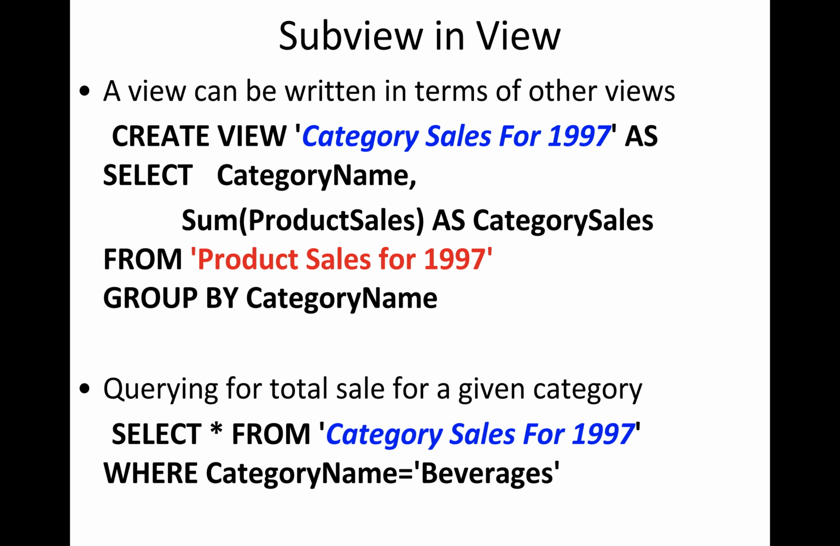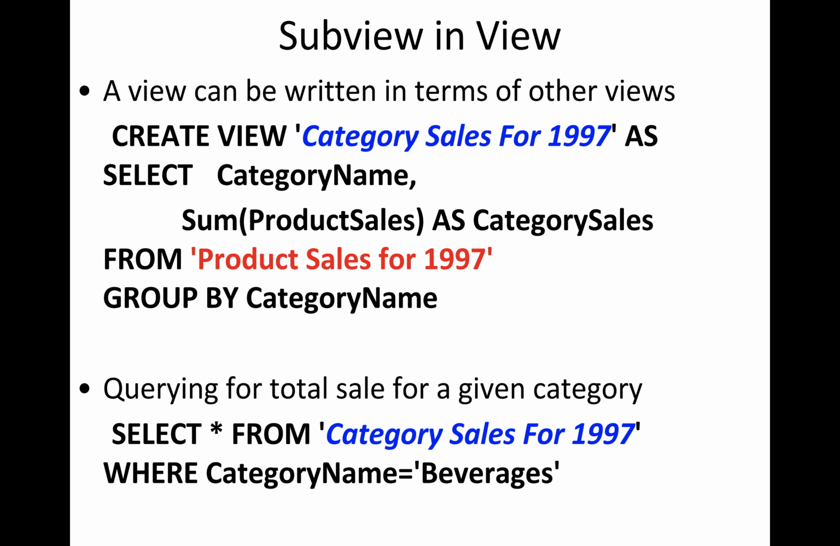We are creating category sales for 1997, right? And where we are presumably extracting from another view, so a view inside of another view, right? So you could create all these hierarchies of views.